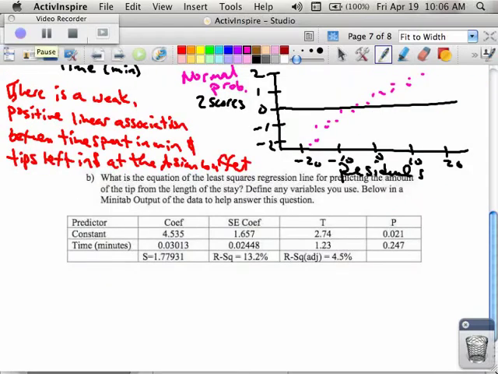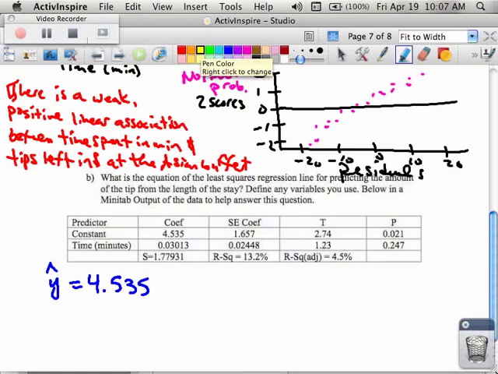In part B, it says, what's the equation of the least squares regression line for predicting the amount of the tip from the length of the stay? Define the variables, and here's the Minitab. So this is what we did yesterday in our lesson. So first of all, when we're talking about a regression line, we always have y hat, because that's our prediction. And then it's equal to 4.535. That number is coming from where you see the constant. That's the 4.535.